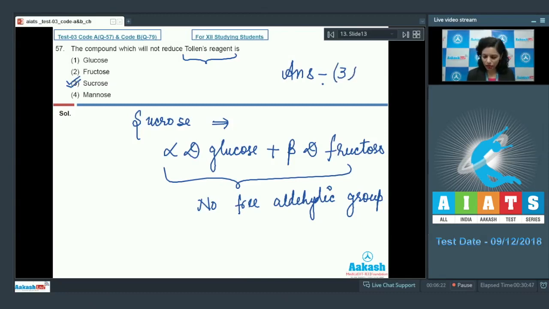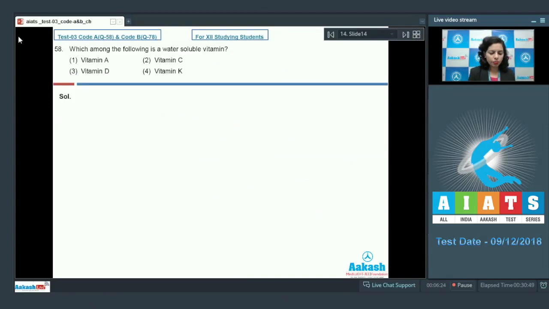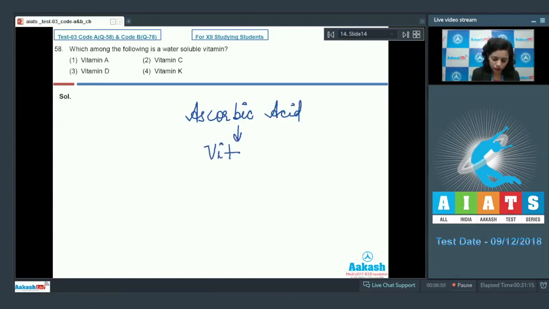Now after this, it's the turn for question number 58. Which among the following is a water-soluble vitamin? We have different options given here, and if you look at vitamin A, D and K, these are fat-soluble vitamins, while if we talk about vitamin C, this is acidic in nature because it is ascorbic acid, this vitamin C. And this is water soluble also. And if it is so, we can easily choose option 2 as the correct option.